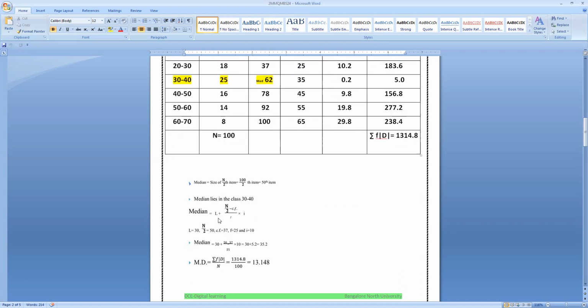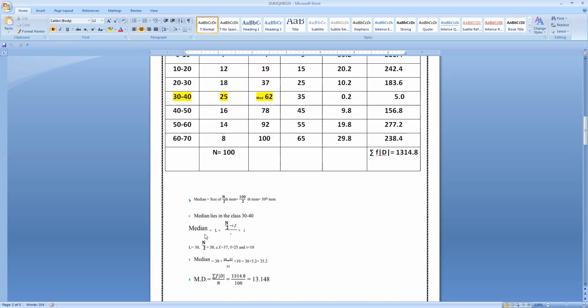So median is equal to L plus N by 2 minus PCF divided by F into I. The same way we did the calculation of median in the previous classes has to be followed here. In this case the lower limit is 30, N by 2 means it is 50, the preceding CF is 37, the simple frequency is 25, and the width of the class interval is 10.